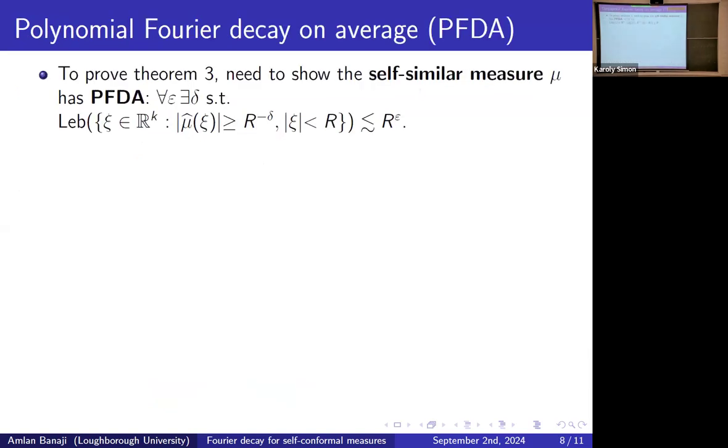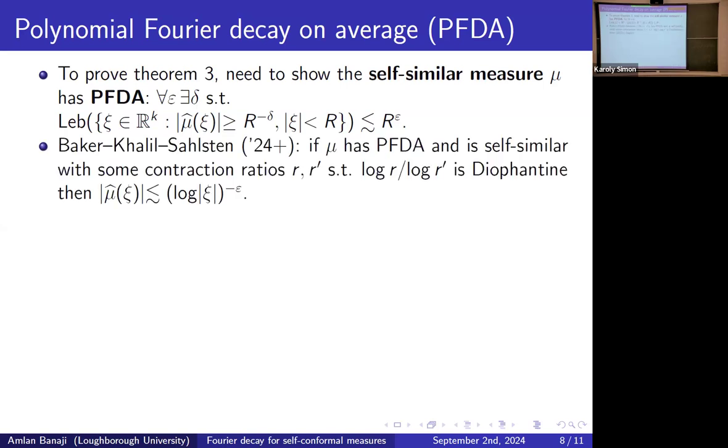Okay, so to prove this theorem, a key intermediate step relates to this quantity, which I'm going to call polynomial Fourier decay on average. We say that a measure mu has polynomial Fourier decay on average if, for all epsilon greater than 0, there exists some positive delta such that the Lebesgue measure of the set of frequencies psi in R^k, whose norm is less than r, and for which the magnitude of the Fourier transform of mu at the frequency psi is greater than or equal to r to the minus delta, is small. So it's bounded by some constant times r to the power of epsilon. What this condition is really saying is that the measure mu has power Fourier decay outside a very sparse set of bad exceptional frequencies.